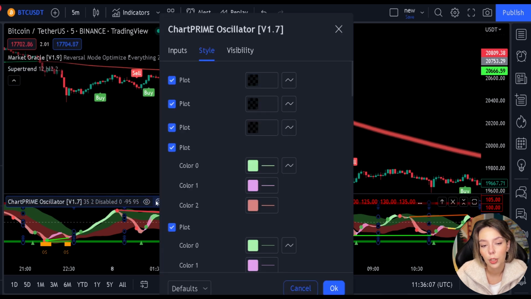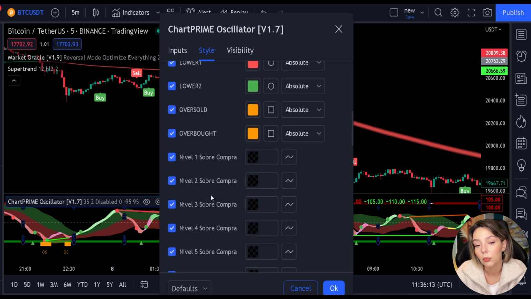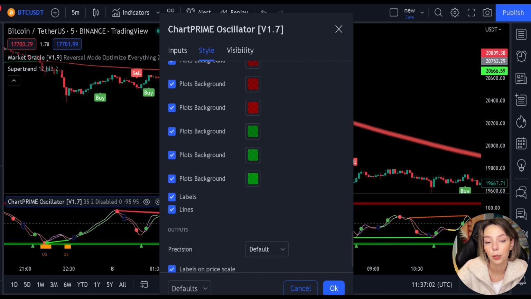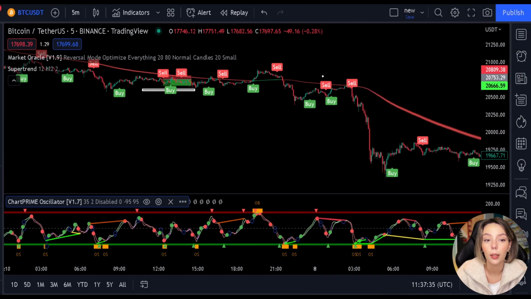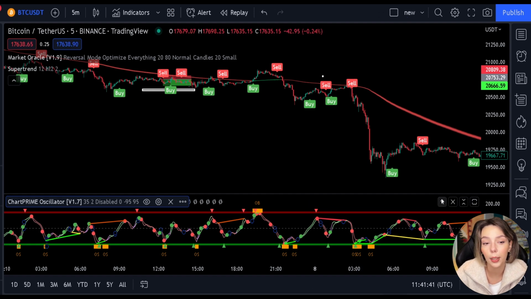Next, go to the Chart Prime oscillator settings. In the Style tab, remove the first 3 plot option checkboxes, then remove all the other options, then remove the first 3 plots background options. Okay, right now we are ready to start trading. Let's deal with the rules by which we will trade. Everything is quite simple here.